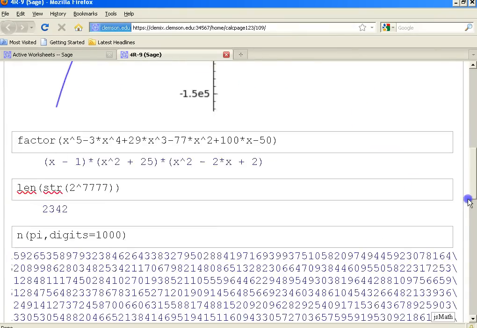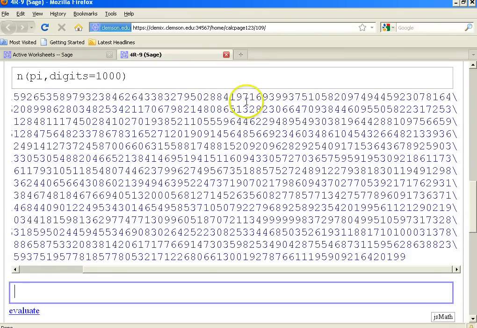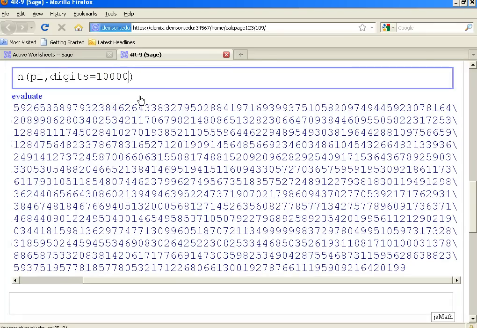For pi, there's actually a formula that allows you to calculate every single digit of pi exactly. So I just asked it for 1,000 of them, and it calculated it on the fly. Yep. How about 100,000 of them?